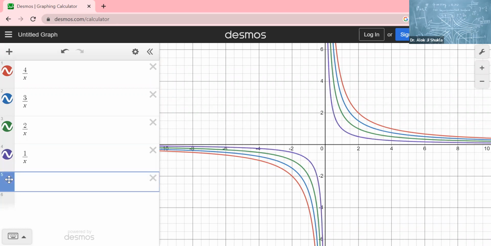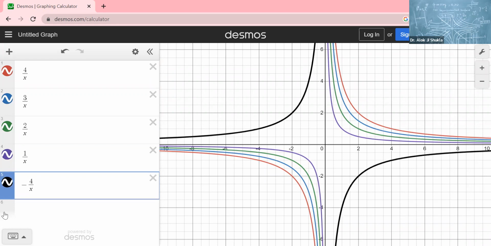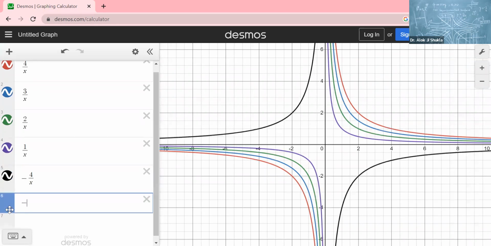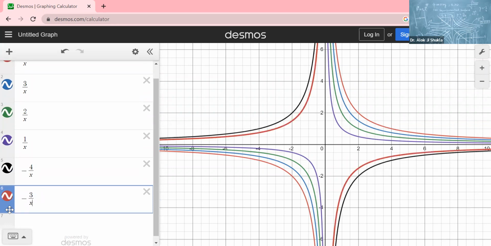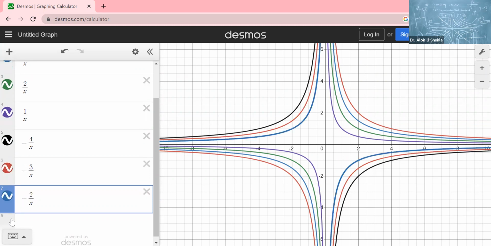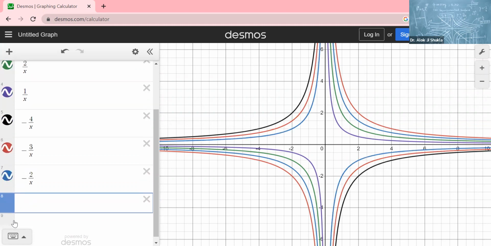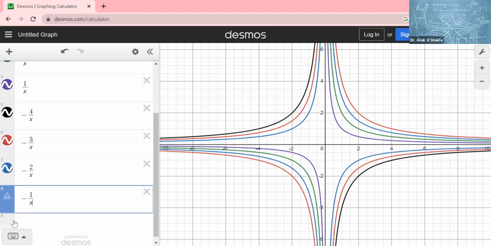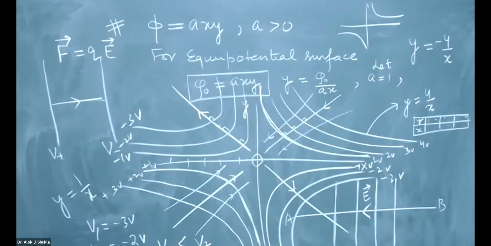Then take minus 4 by x. Then take minus 3 by x. Then take minus 2 by x. Then take minus 1 by x. देखो हो गया. तो understood everybody? Very good. So you can also try by yourself.